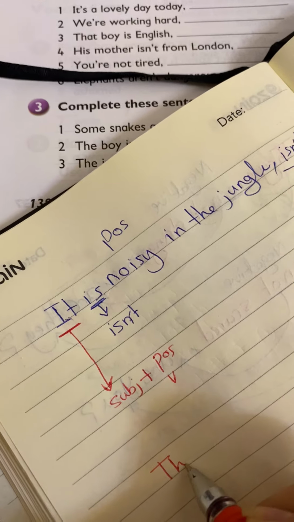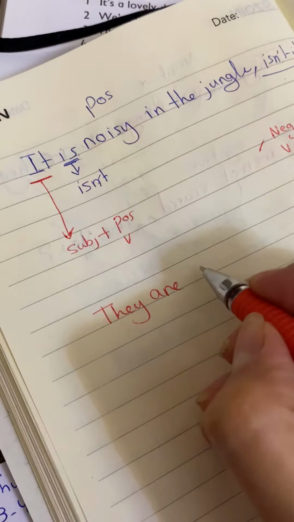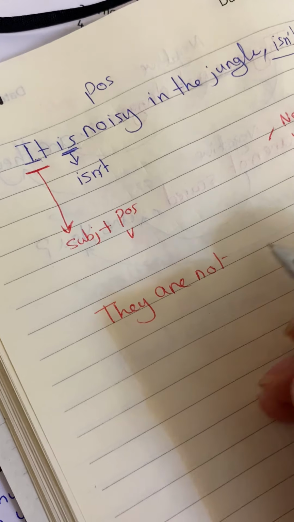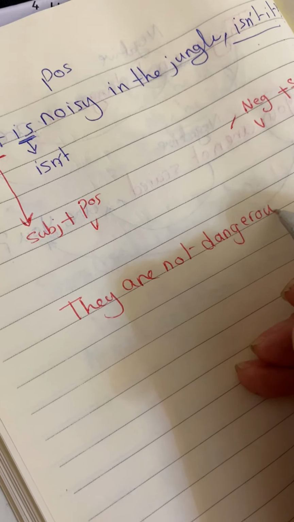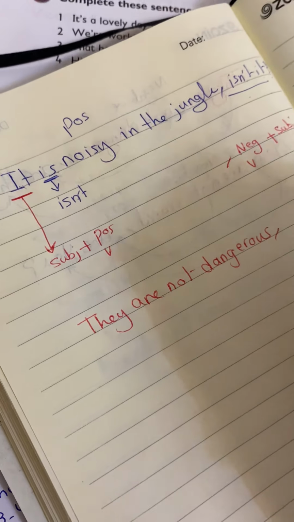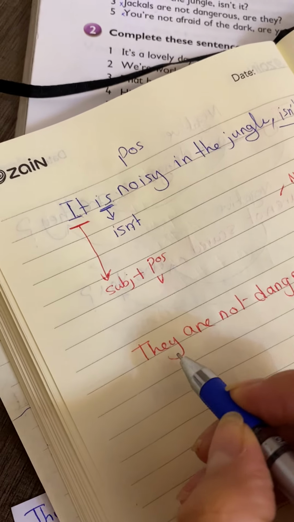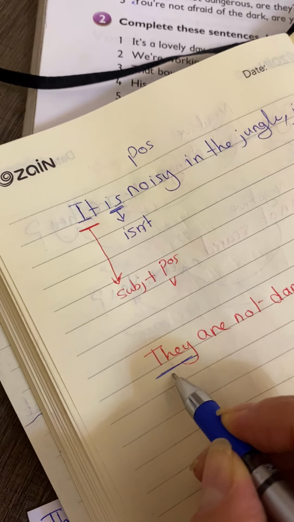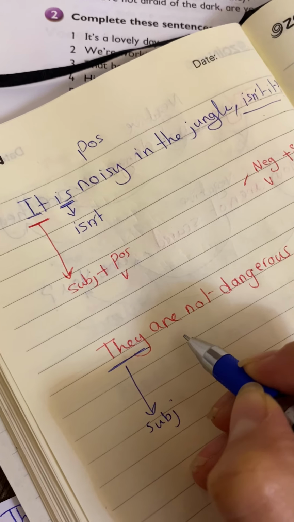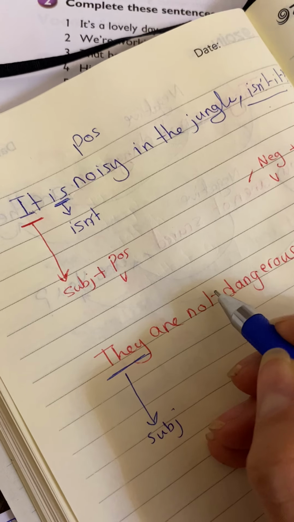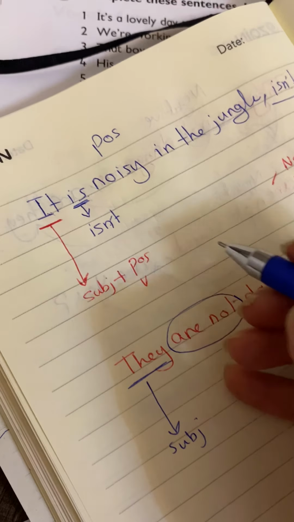They are not dangerous. Okay, how can we write the question tag? First of all, where is the subject? This is the subject. Where is the verb? Aren't. Aren't is the verb. Is it positive or negative? It is negative.